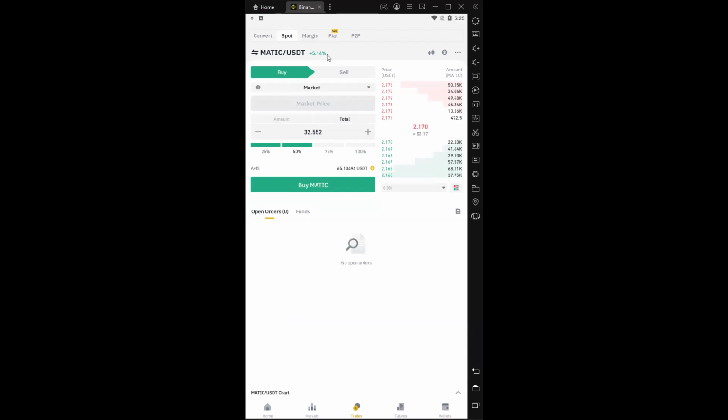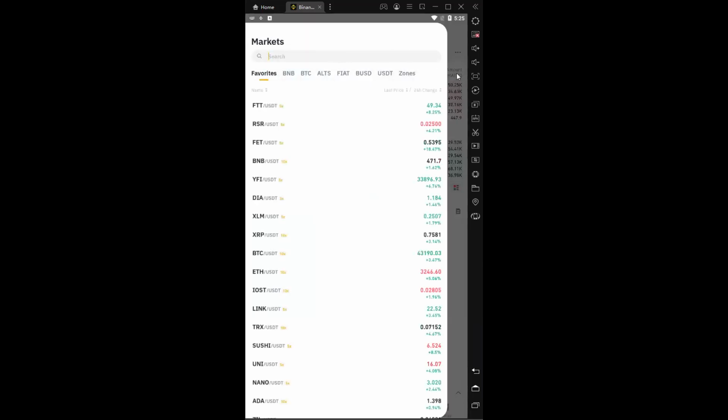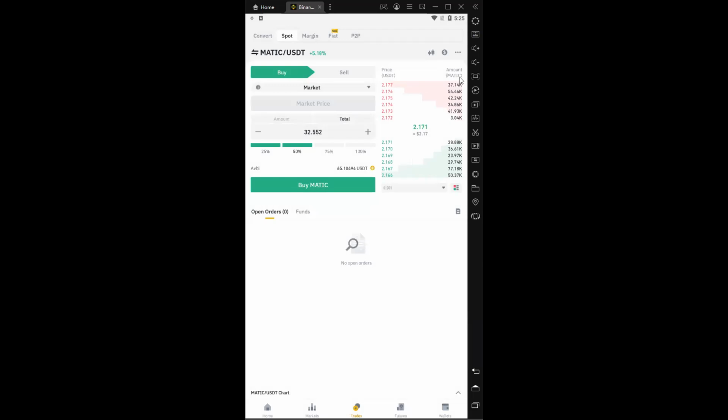Okay, this percentage, 5.14%, shows that from the low price of this coin today, this coin has done 5% from its daily low, like in the last 24 hours. From the last 24 hours low, this coin has done a 5% increase. If you're able to buy it at the lowest price within the last 24 hours, you'll be up by 5%.